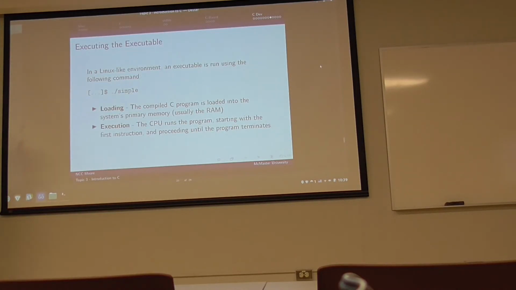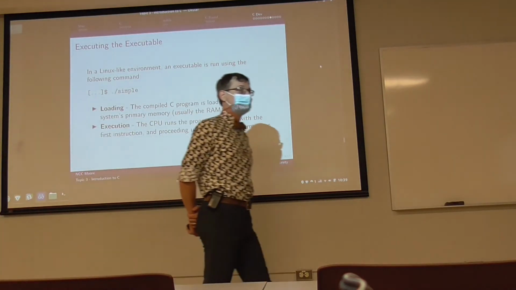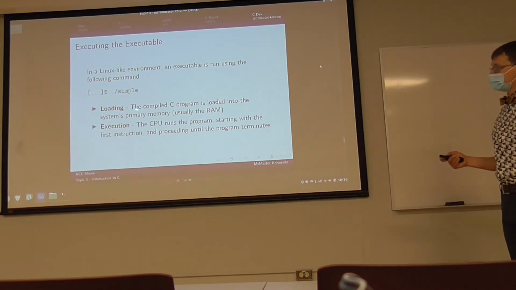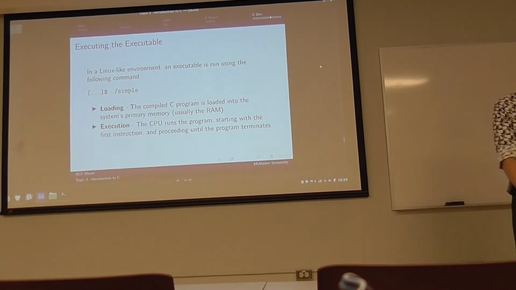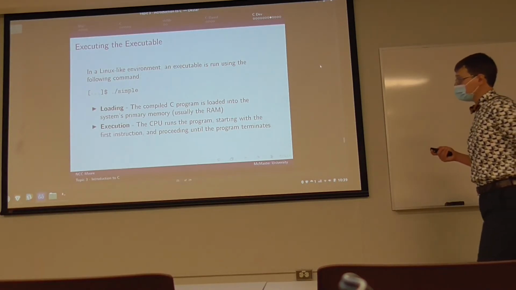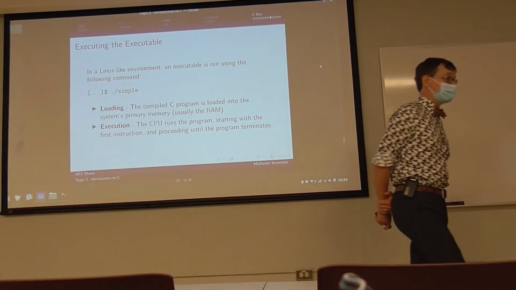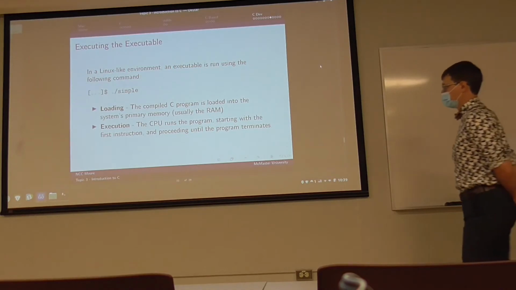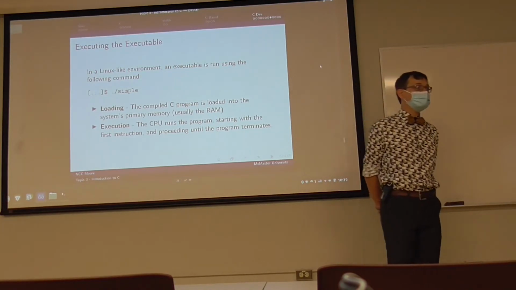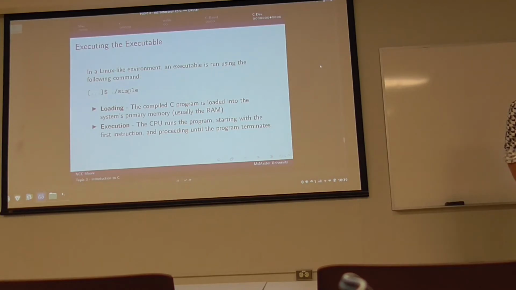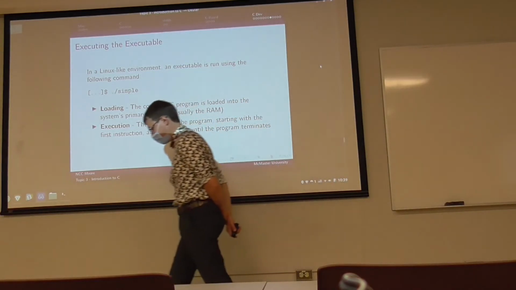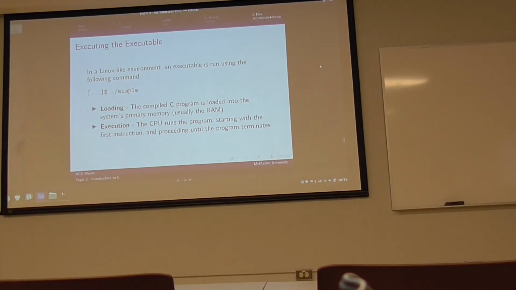So, executing the executable. In a Linux-like environment, an executable is run using the following command: ./ and then the name of the executable. This invokes the final two steps. Number one, a compiled C program is loaded into the system's primary memory, normally the RAM. Then the CPU runs the program, starting with the first instruction and proceeding until the program terminates, either reaching the end of main or hitting a return statement inside of main. That is what terminates the program.